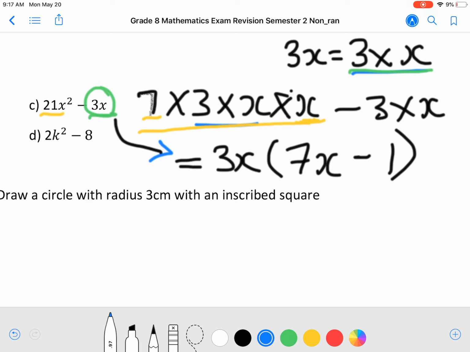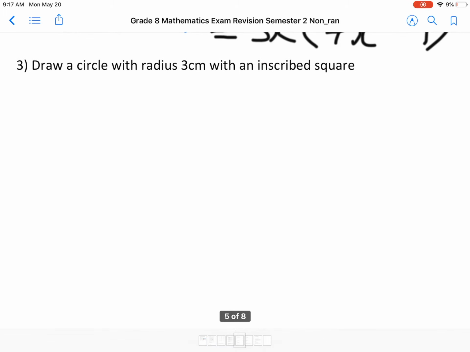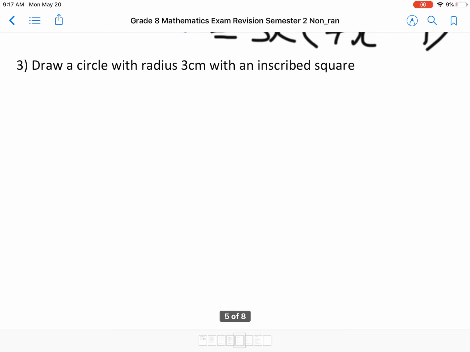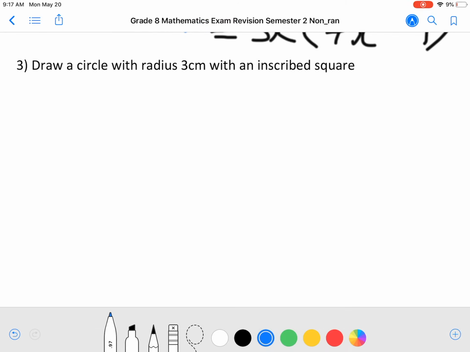Again, we have problem number D here, which you can try and figure out on your own. And yeah, it should be easy. So we need to draw a circle with a radius 3 centimeters and an inscribed circle. I'm not going to draw this circle perfectly. I'm just going to give you an idea.